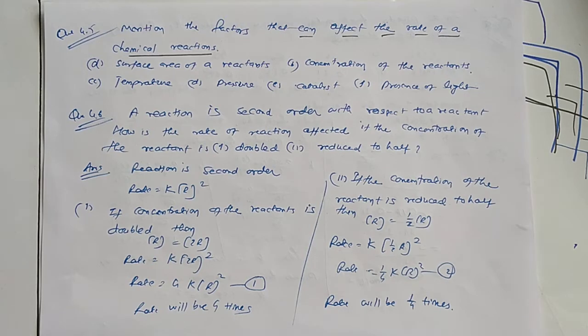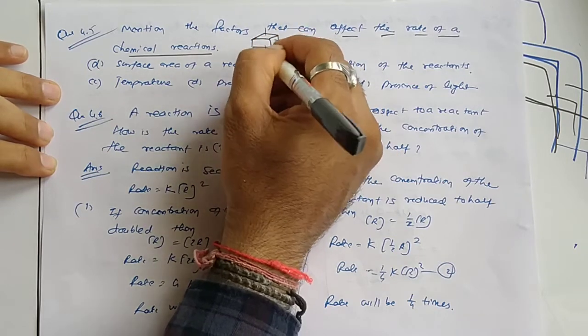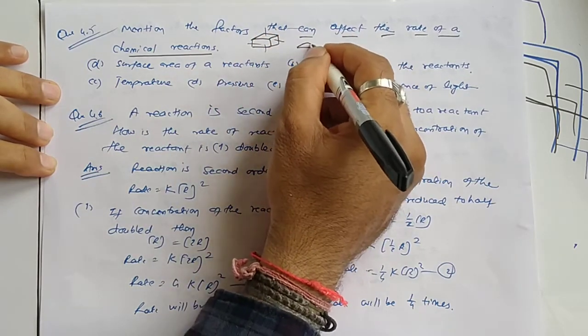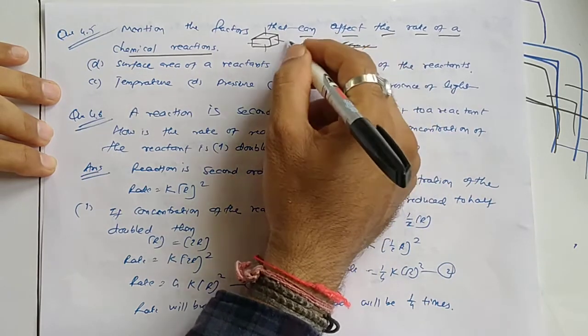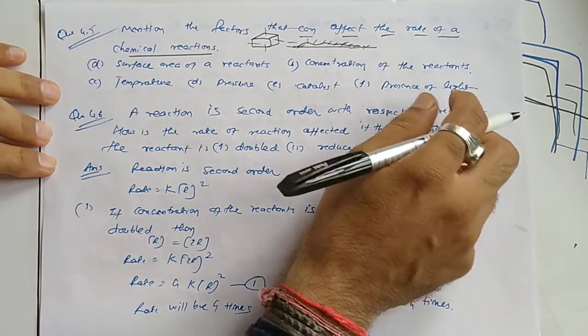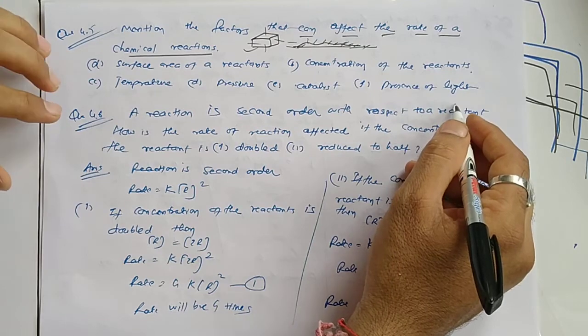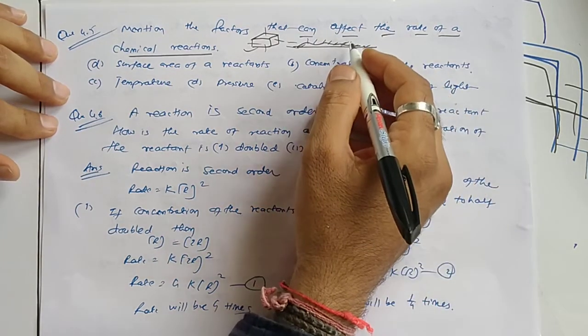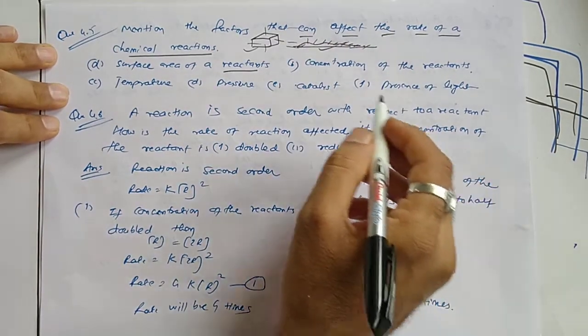So first of all, the surface area of the reactants. What is surface area? When we take a piece of a solid substance, the surface area is less. When we take a powder of it, the surface area is big. If we take 5 grams of a lump of any reactant and 5 grams of its powder, which reacts fast? Powder. That is the surface area.